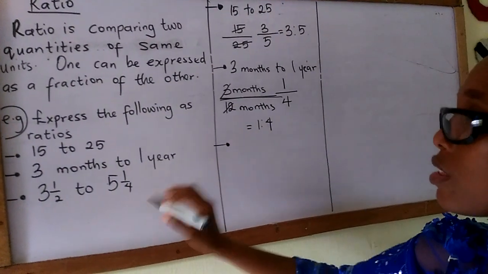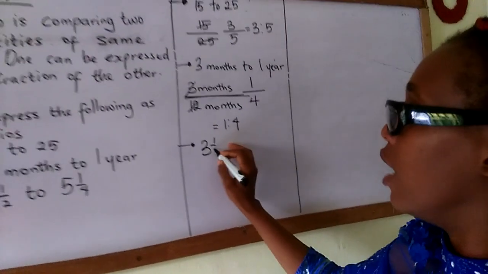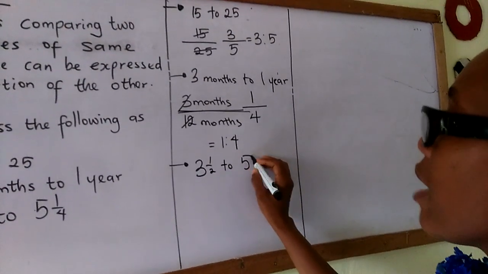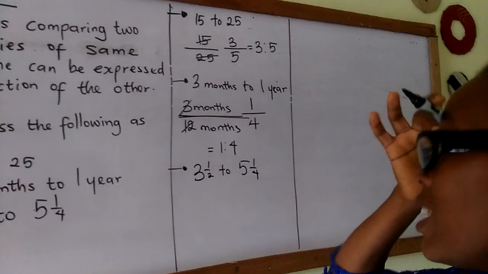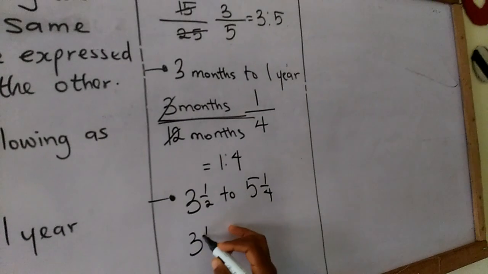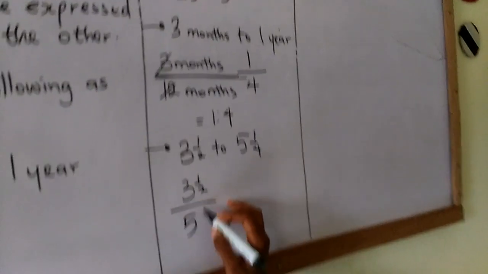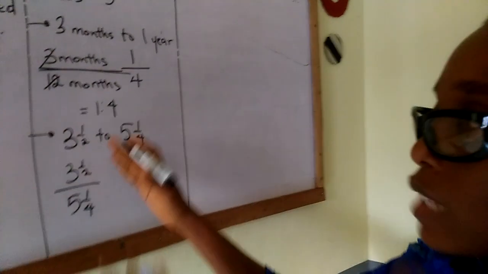Now, for question 3, you have 3.5 to 5 whole number 1 over 4. So it's the same thing. We are expressing this as fraction. So that will be 3 whole number 1 over 2 over 5 whole number 1 over 4. But we can't work it out this way.